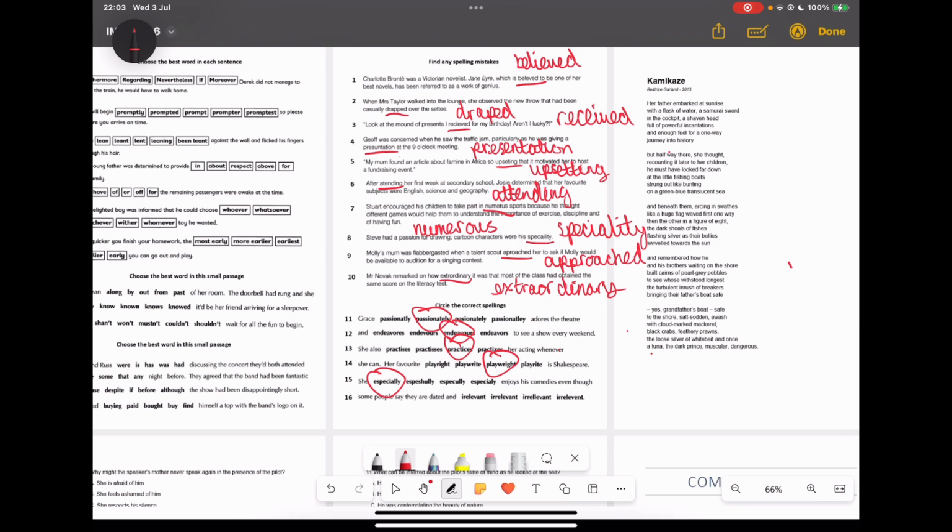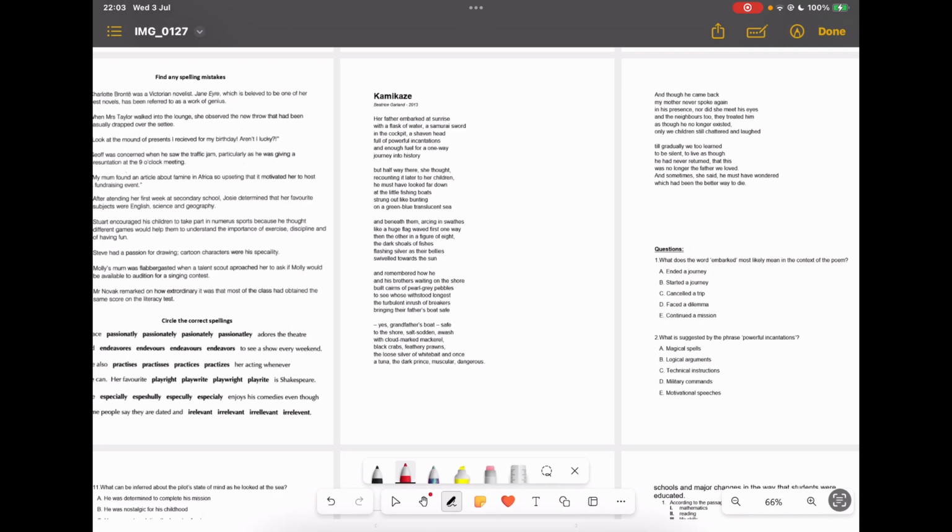And then 16. So even though some people say they're dated, and irrelevant. So IRRELEVANT. That will be IRRELEVANT here. So here, irrelevant. Okay, and next we have kamikaze.